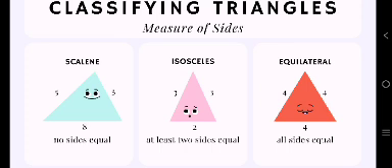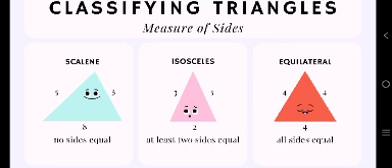In the case of a scalene triangle, none of the sides are equal. Here in this figure, we see that one side measures 5 centimeters, the other 3, and the other 8. None of them are equal. So it is a scalene triangle.